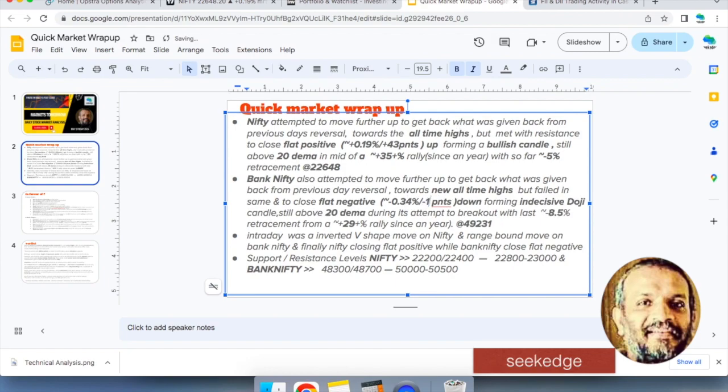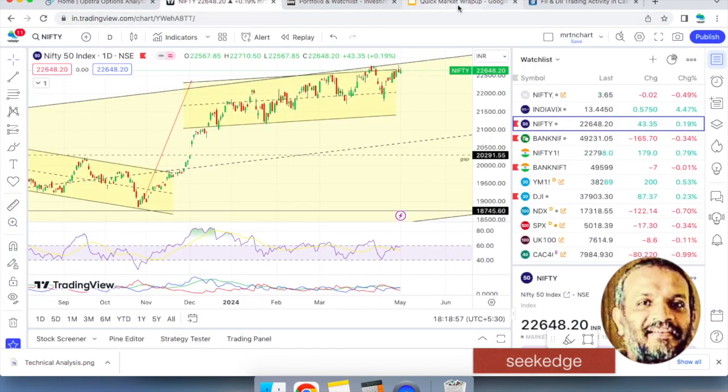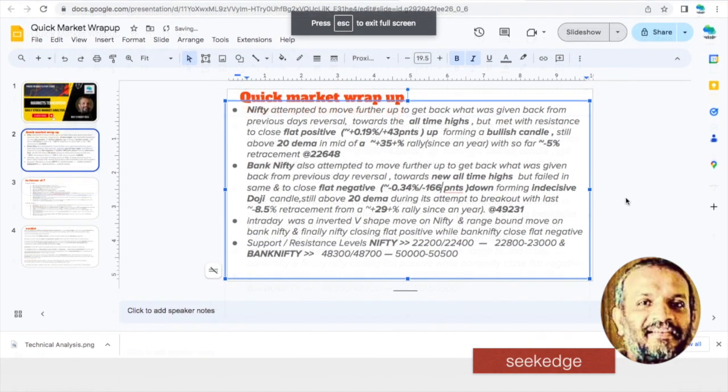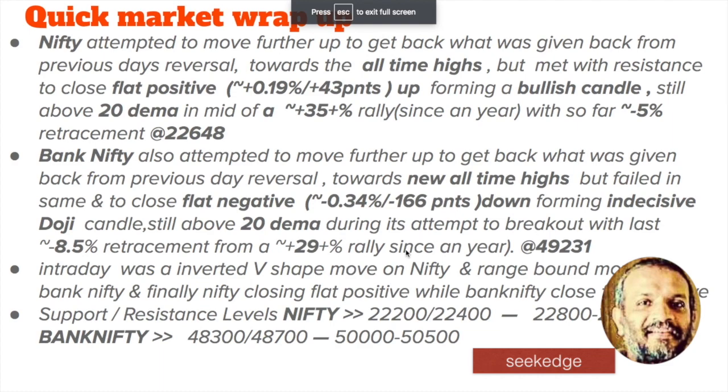It's 165 something, if I am not mistaken, 166 points down. So that's how it is. The 20 exponential moving average is maintained there. We haven't received a logic until confirmed. Here we have a plain small body bullish candle, a green candle. Banknifty seems to be slightly weaker with respect to today's move and the candlestick patterns.